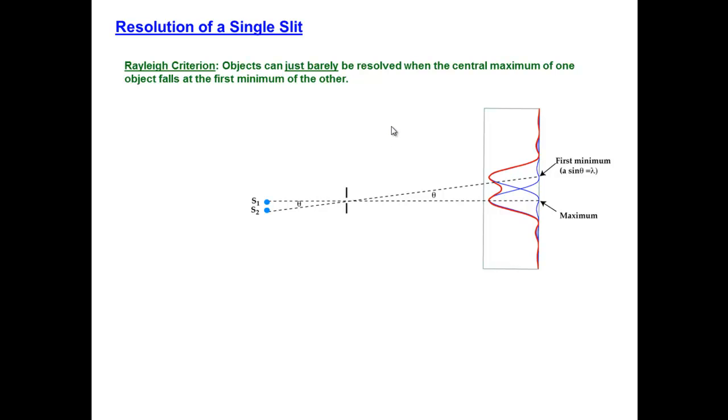So the Rayleigh criterion is somewhat arbitrary, but it's a good rule of thumb to use for when we will be able to just barely resolve two sources as actually being two sources. We'll recognize as we look at these that the light comes from two different sources. And the criterion is simple.